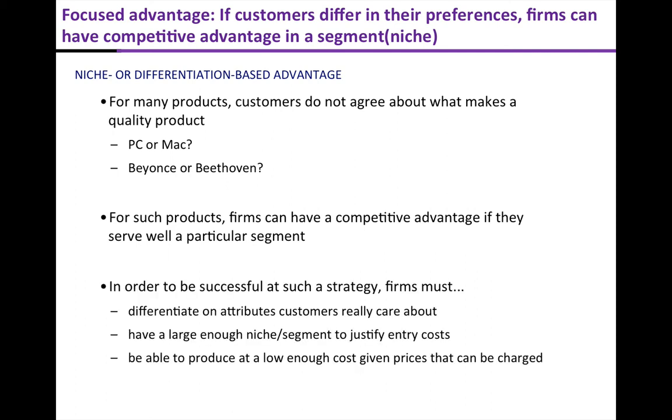Again, this is precisely what we saw with Husky. In order to be successful at this strategy, a firm has to differentiate on attributes that customers really care about and have a large enough niche or segment to justify the entry costs and to be able to do it at a low enough cost, given that they have to produce a premium product and charge higher prices. Okay, so this is a differentiation-based advantage, or what we call a differentiation strategy. And again, this is classic what we saw with Husky.